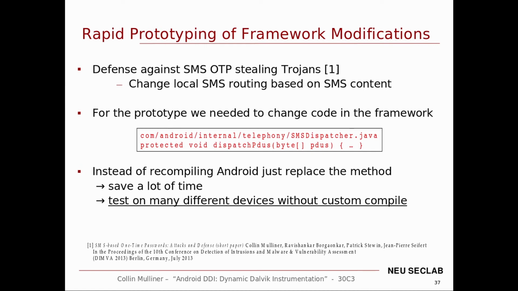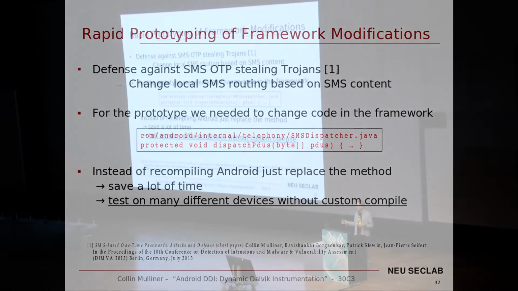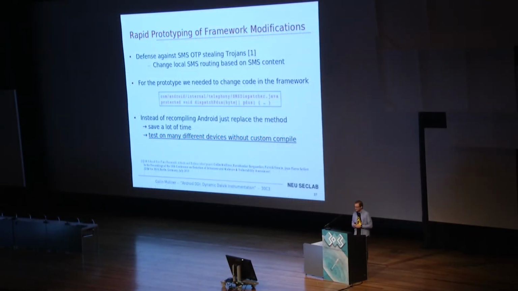So what did we do with this so far? For a paper earlier this year, we wanted to change the local SMS routing on an Android phone, and for the paper we took the Android source code and modified it and then compiled it. And of course it's very tedious, and you don't want to do this all the time.